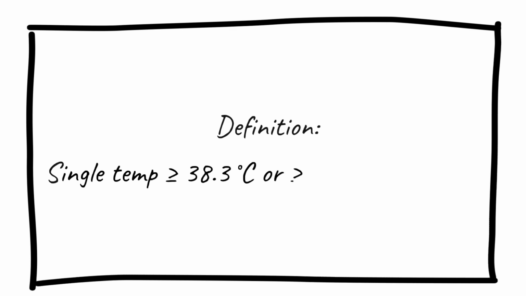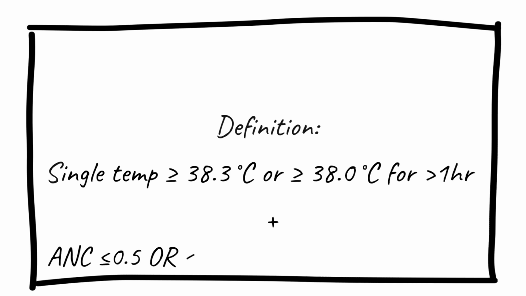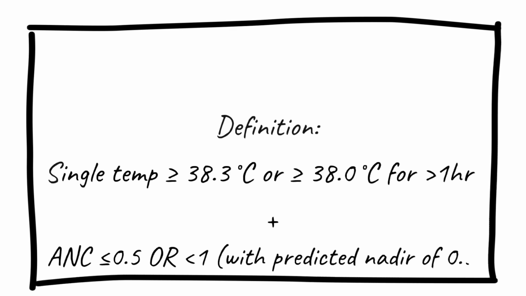Febrile neutropenia is defined as a single temperature of 38.3 degrees Celsius or a temperature of 38 degrees for over an hour. This is in addition to an ANC of less than 0.5, or less than 1 with a predicted nadir of 0.5.